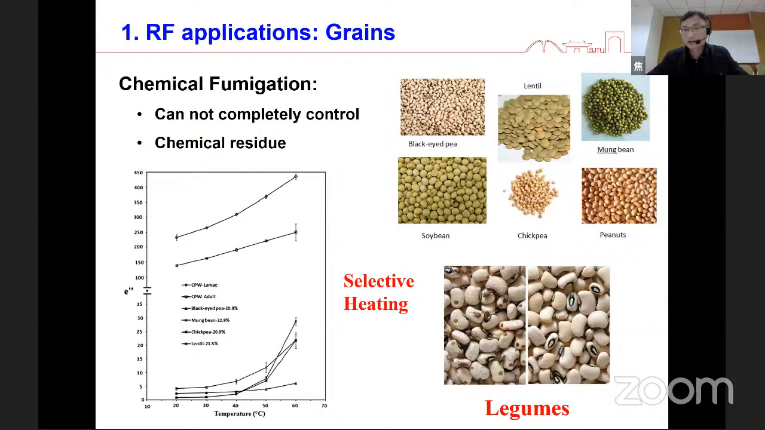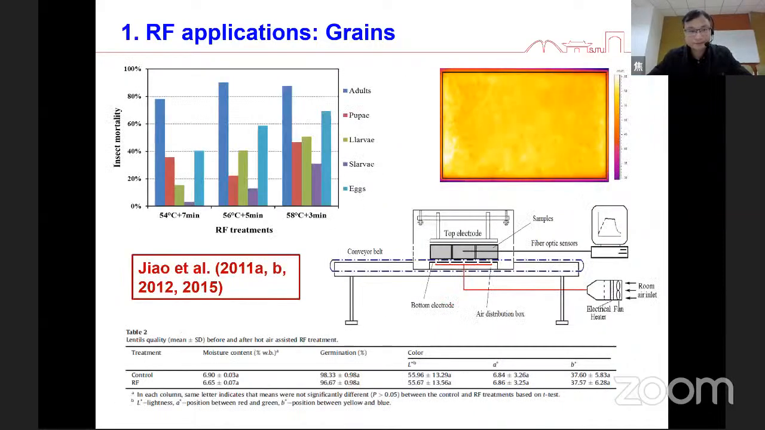So it means that when we subject legumes with insects to RF heating, the temperature increase inside the insects would be much higher than that of the grains. So it's easier to kill the insects, and it is better for maintaining the quality of the samples, right? So it's a huge advantage.